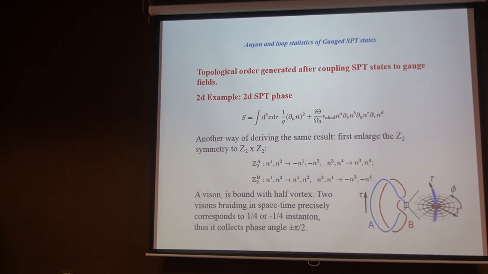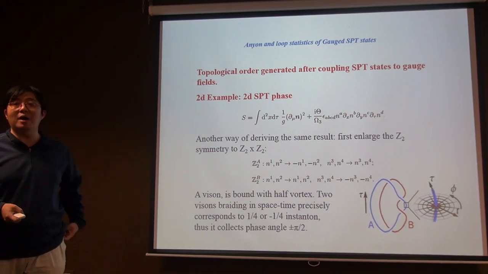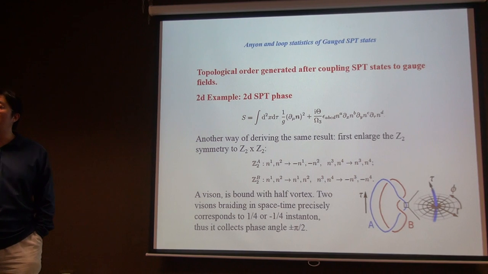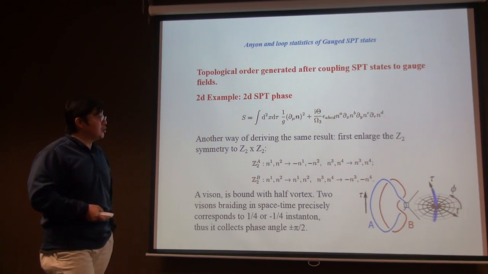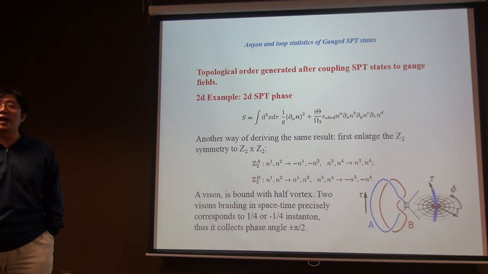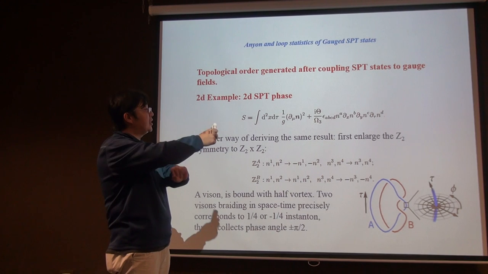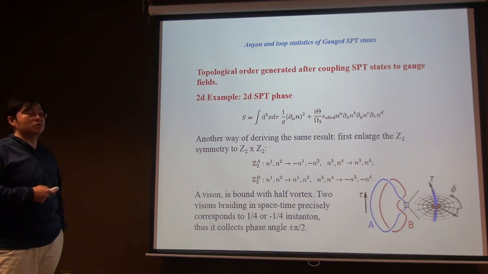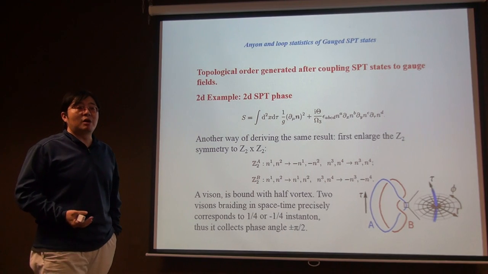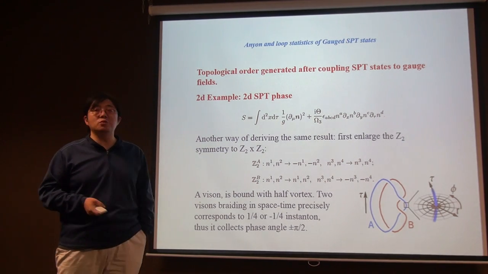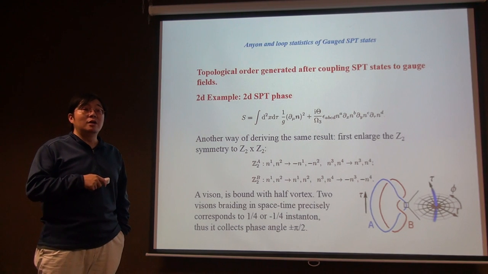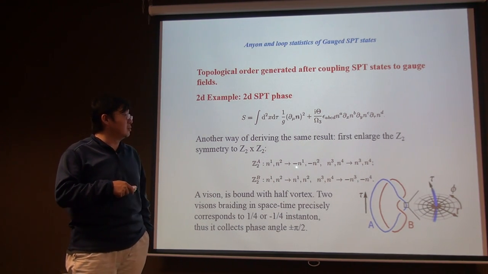For example, let me consider a two-dimensional SPT phase with a Z2 symmetry. Again, this is the O(4) nonlinear sigma model, and the Z2 symmetry will change the sign of all four components of the O(4) vector. Our goal is to couple this system to a Z2 gauge field and calculate the statistics when we braid the anyons of the system. First, we enlarge the Z2 symmetry to a Z2 cross Z2 symmetry, but eventually we are going to break down to Z2 again. The first Z2 symmetry will change the sign of n1, n2, but does not change the sign of n3 and n4. The second one will change the sign of n3 and n4, but does not change the sign of n1 and n2.